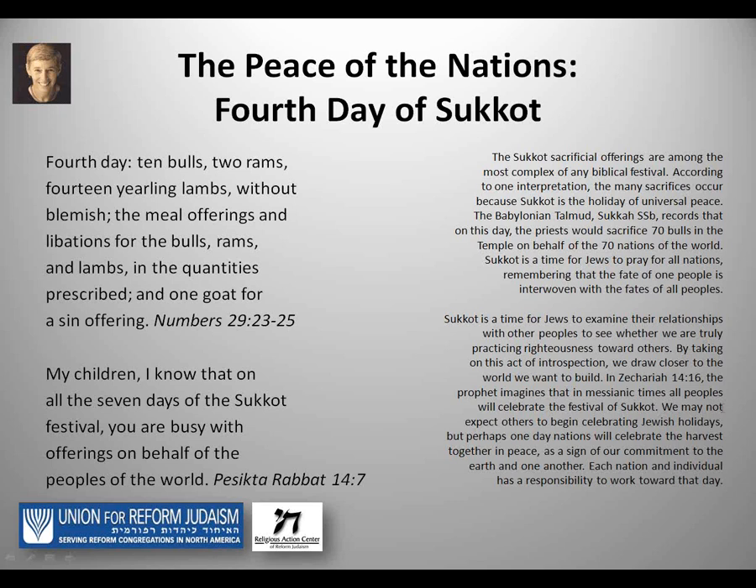of the world. Traditionally, descendants of Noah were those who started all the nations of the world, and in ancient times, in our biblical time, it was thought that there were 70 such nations. I actually didn't check to see how many nations there are. It's changing all the time, of course, but we have way more than 70 now. But this was the biblical number, and the idea that we would be offering an animal in honor of each nation in the world. And then we see this lovely citation from our rabbis. My children, I know that this is the lower left-hand side of our screen. "My children, I know that on all the 7 days of the Sukkot festival, you are busy with offerings on behalf of the peoples of the world." Well, it just so happens, today is not the 4th day of Sukkot.